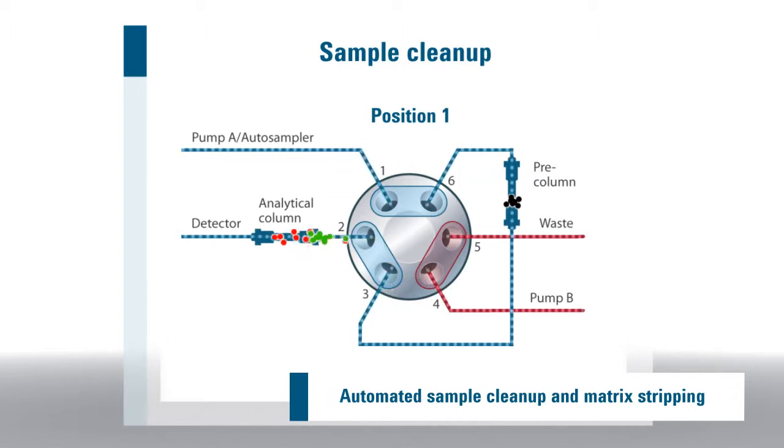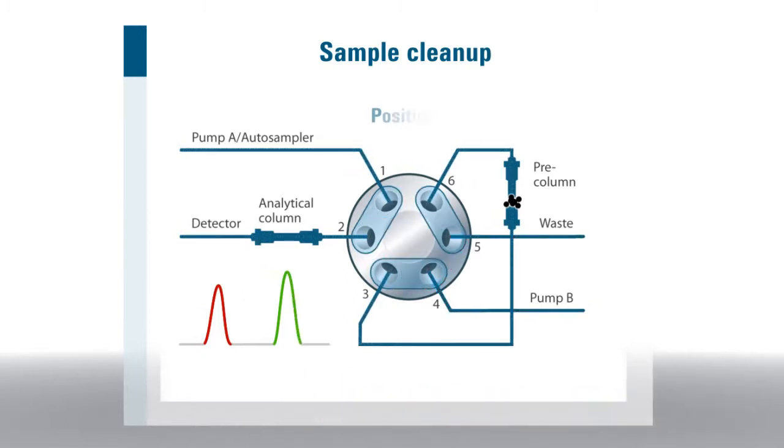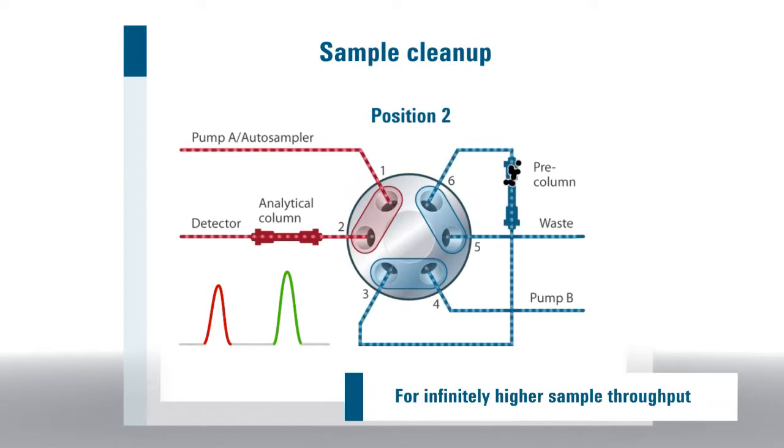A pre-column in the flow path retains matrix components while allowing the compounds of interest to pass through to an analytical column for separation and detection. After analysis, a second pump flushes the matrix from the pre-column while the analytical column is regenerated in preparation for your next injection. This saves you valuable time and increases sample throughput significantly.